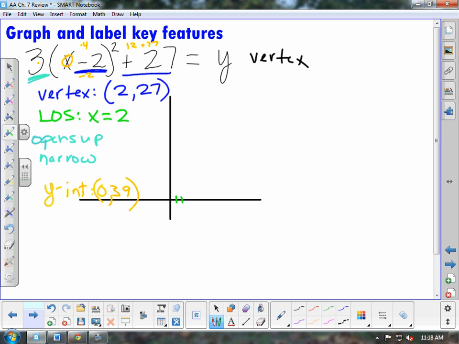So there's x equals 2, which is our line of symmetry. 2, 27 is our vertex, and 0, 39 is the y-intercept. And since 0, 39 is a point and 2, 27 is the vertex, then we have a point over here on this side of our line of symmetry that is going to be at 4, 39. And we can sketch our parabola.